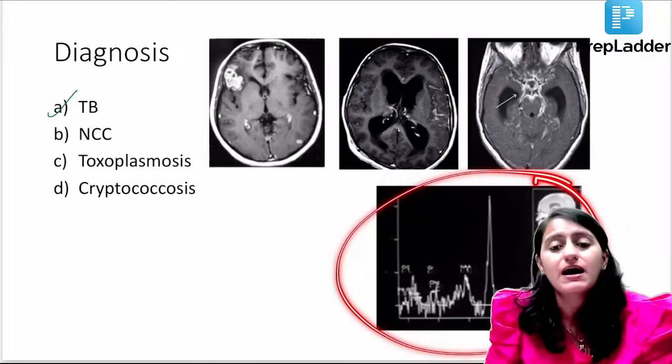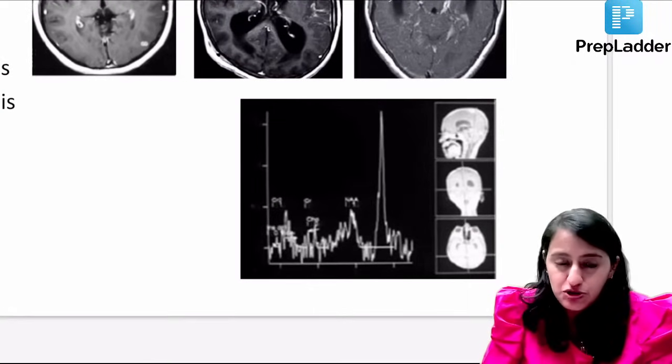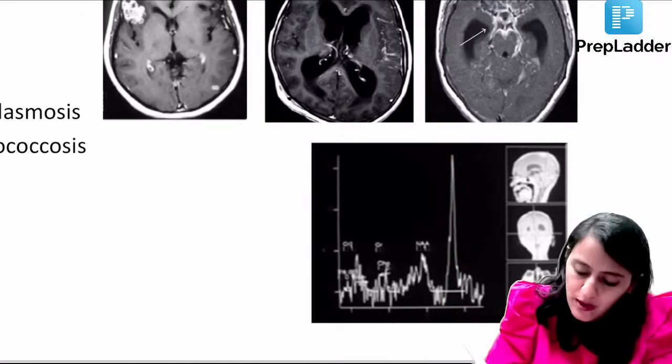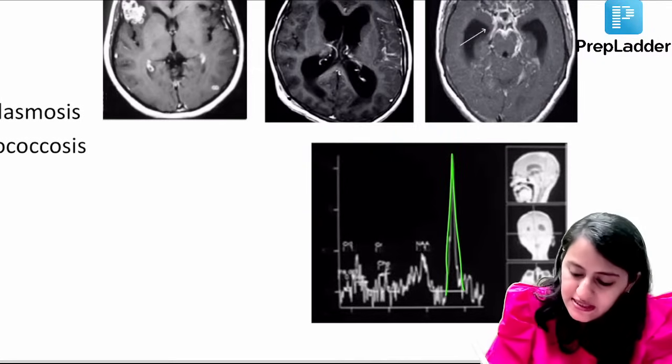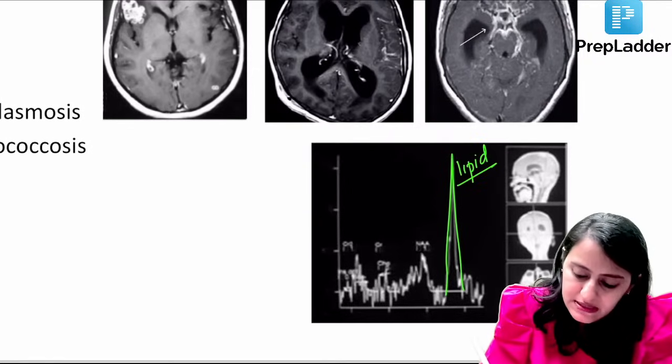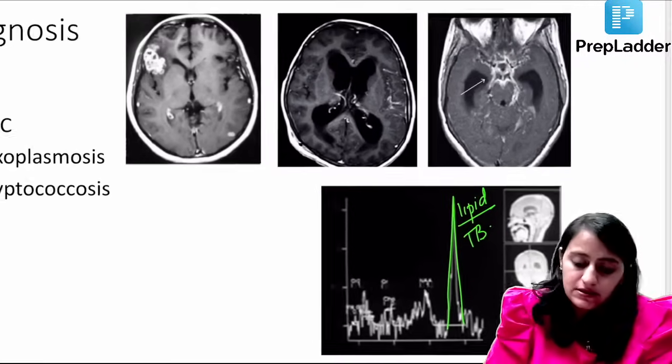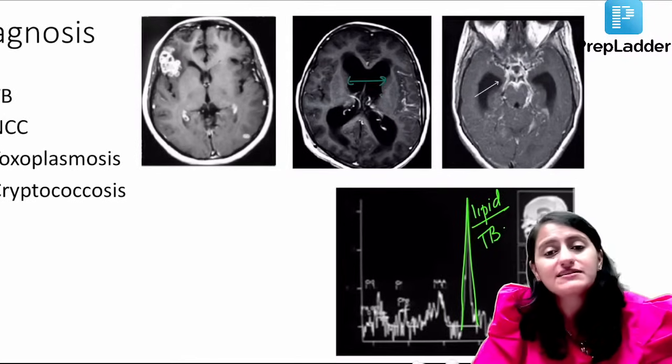Look at this MR spectroscopy. You are seeing a peak which is coming towards the right side of the spectrum. What peak comes at this location is the lipid peak. Mycobacteria, mycolipid give the lipid peak. You can get hydrocephalus with TB.